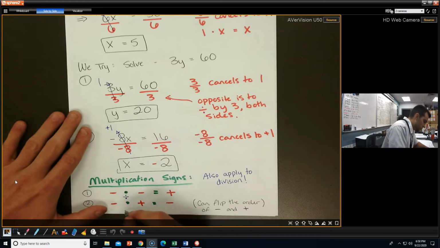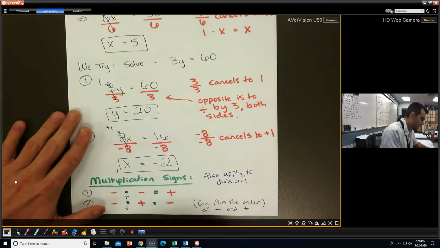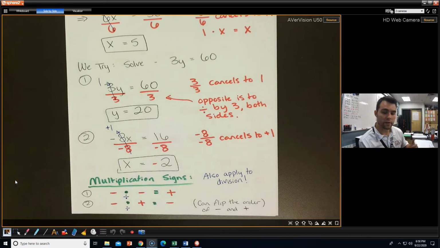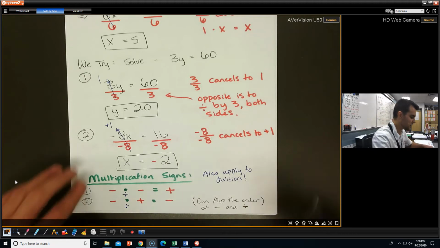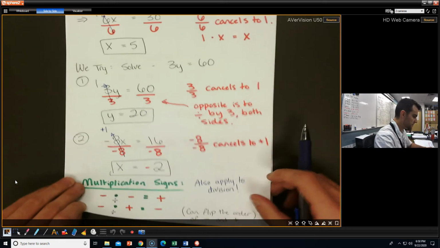Same thing with division. A negative divided by a positive is going to give you a negative. And you can actually flip the order of the negative and positive. So if the positive's here, the negative's here now, it doesn't matter. You're still going to get a negative. Okay? That's very critical. And if we don't watch our signs, again, we're just going to get the wrong answer, and that's no good.